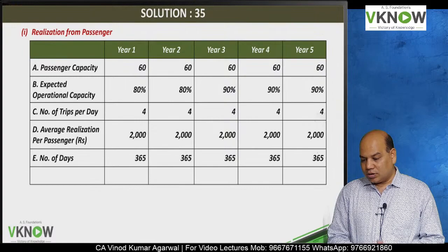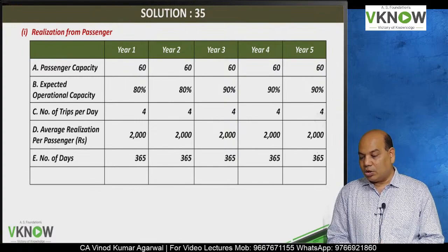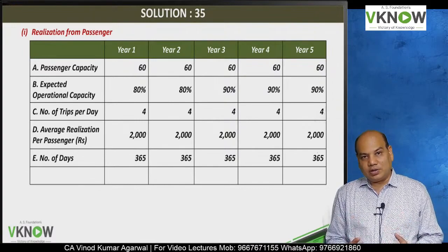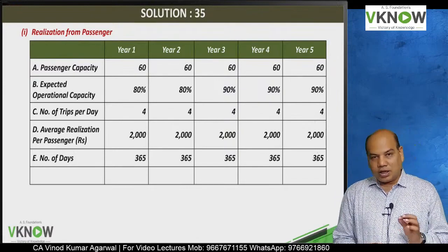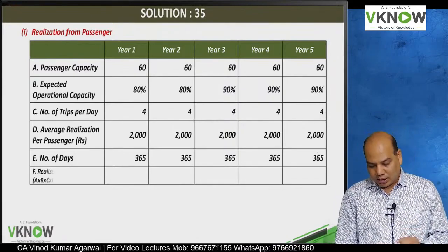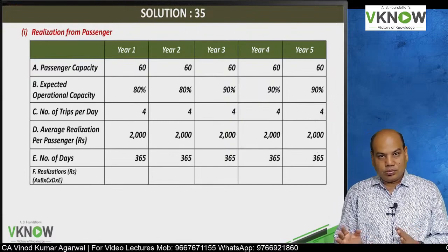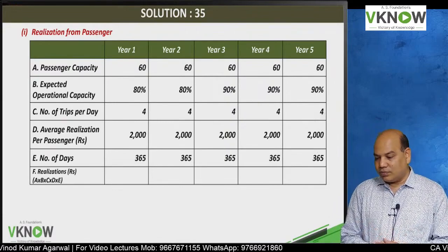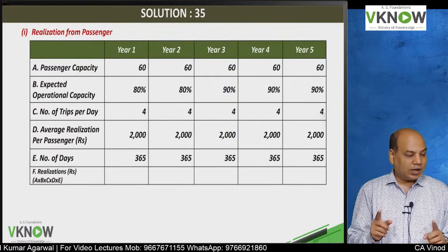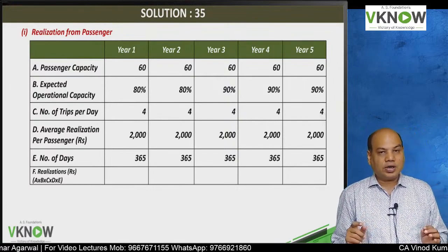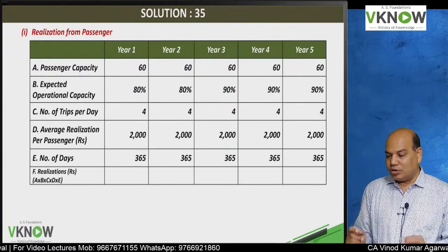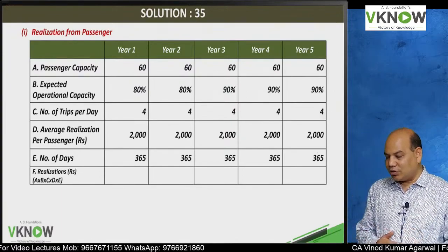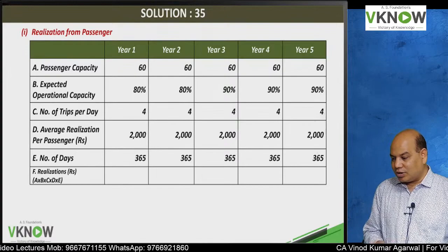What is your task now? Multiply all the 5 variables, and that will give you annual revenue. Okay, revenue for each year. So point number F, write down realization. Under that write A into B into C into D into E. Take your calculator imported from China and calculate.